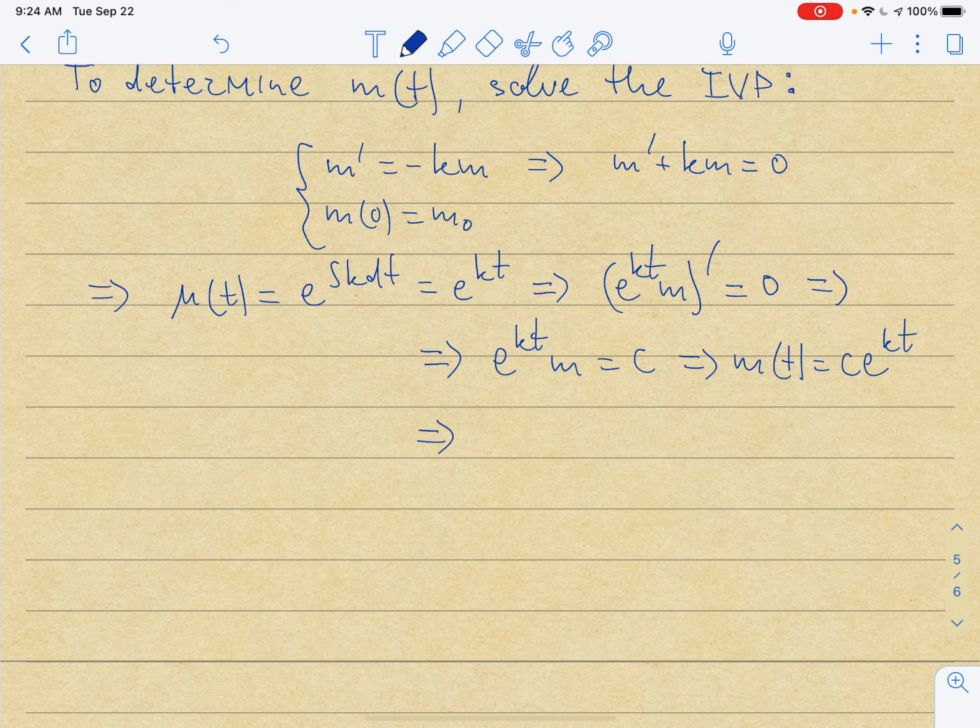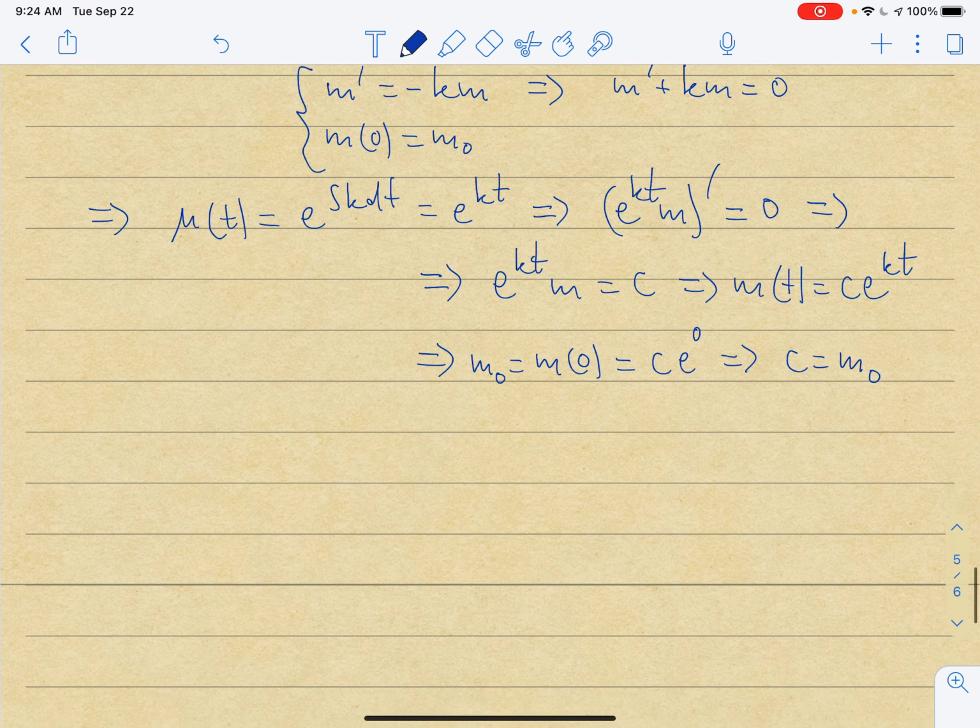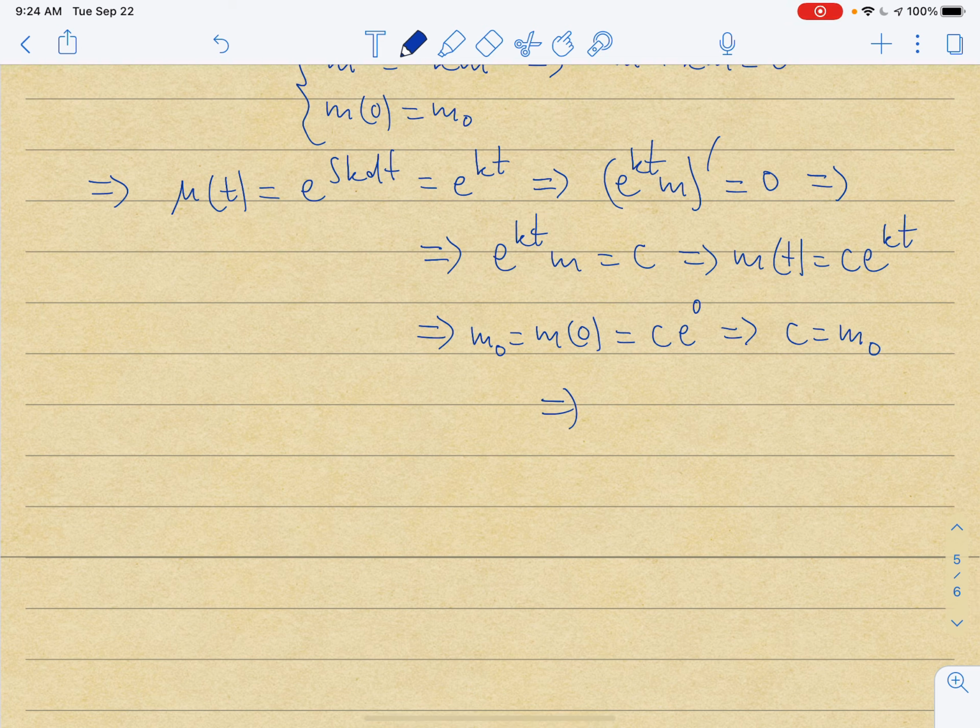And finally, we use the initial condition. m of 0 is supposed to be m0, but on the other hand, it is c e to the power 0, so c should be m0, and then substituting it into the solution, we're going to get m of t is m0 e to the power minus kt.